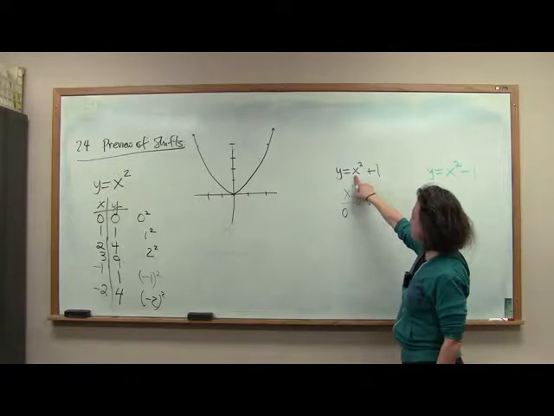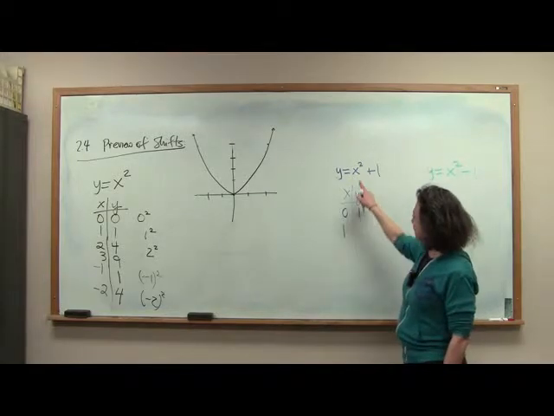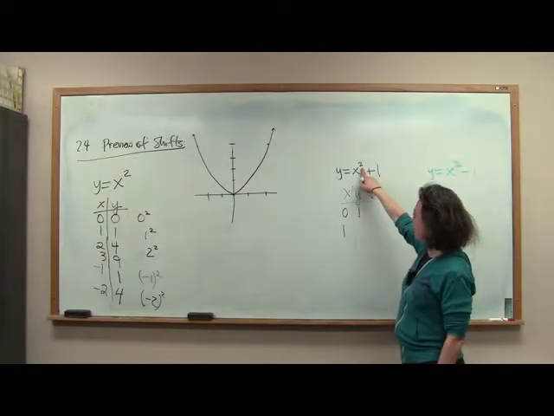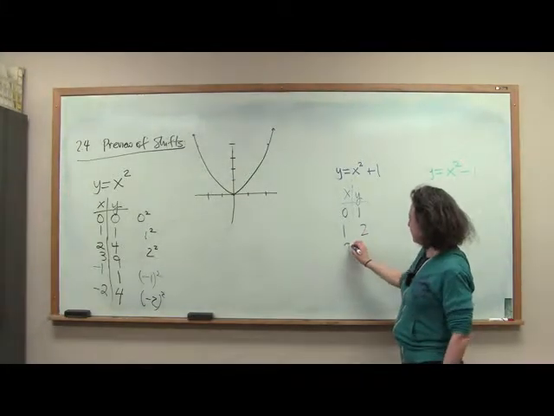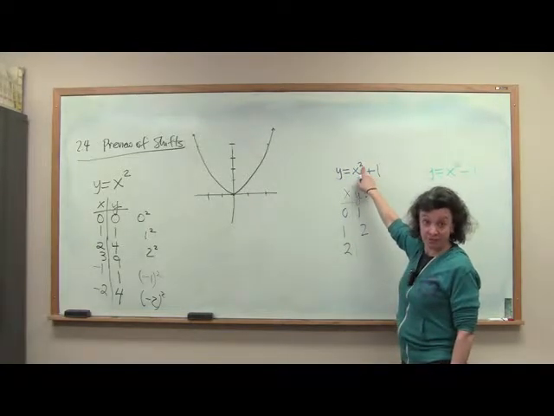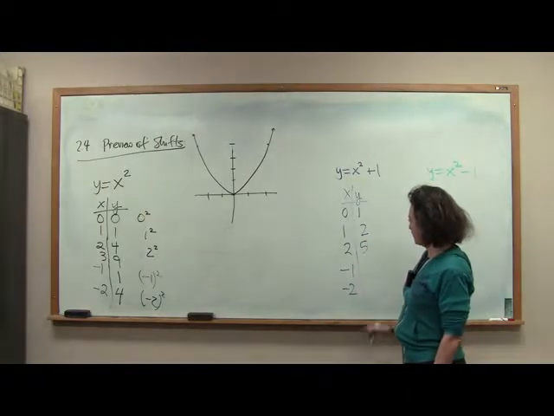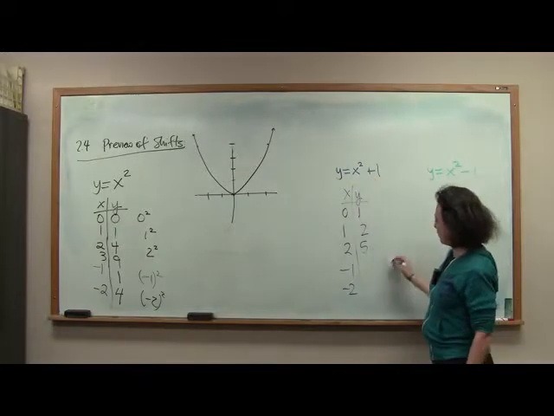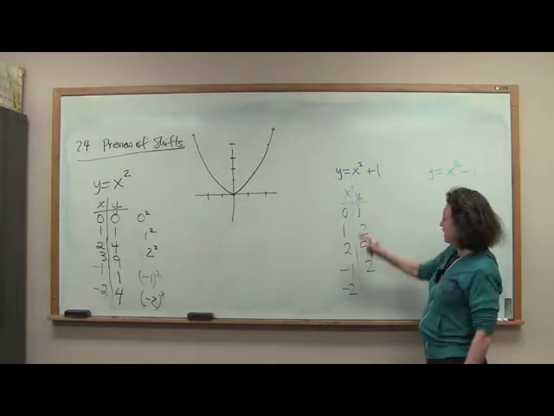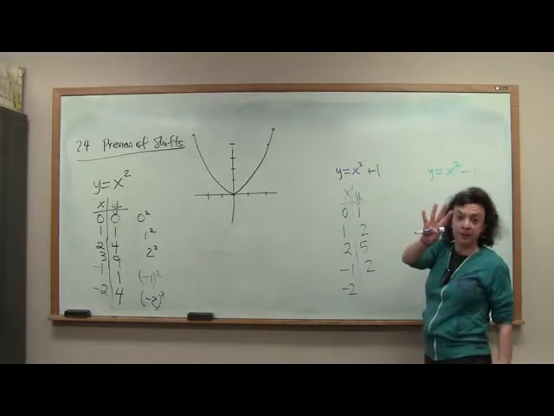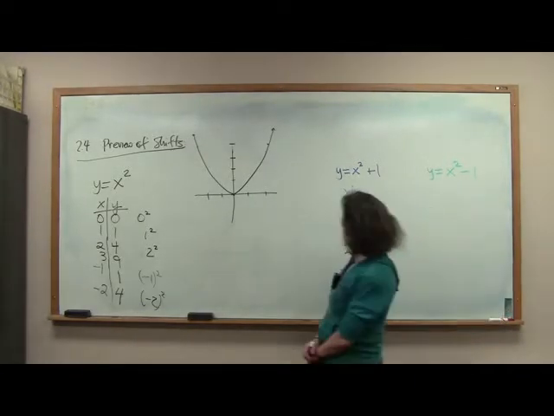If I plug in x equals 0, well, 0 squared is 0 plus 1, we get 1 out. If I plug in 1, well, 1 squared is 1 plus another 1 is 2. If I plug in 2, well, 2 squared is 4 plus 1 is 5. Let's go in the negative direction and see what happens. Well, if I plug in negative 1, quantity squared is 1. Notice we get 2. Negative 2 quantity squared is a positive 4 plus another 1 is 5. Wow, let's see what happens here.